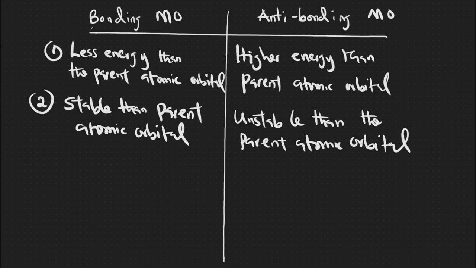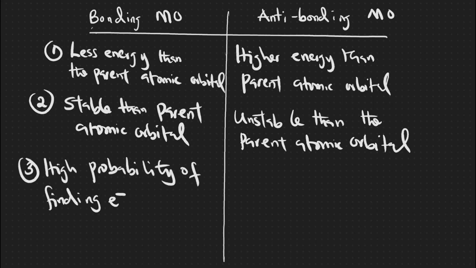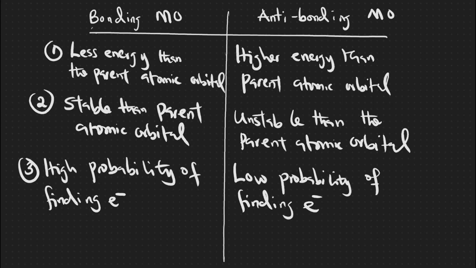So there is a high probability of finding an electron in the bonding orbital, while this is always a low probability. Then the last thing to note here is that the bonding will always contribute towards the shape of the molecule.